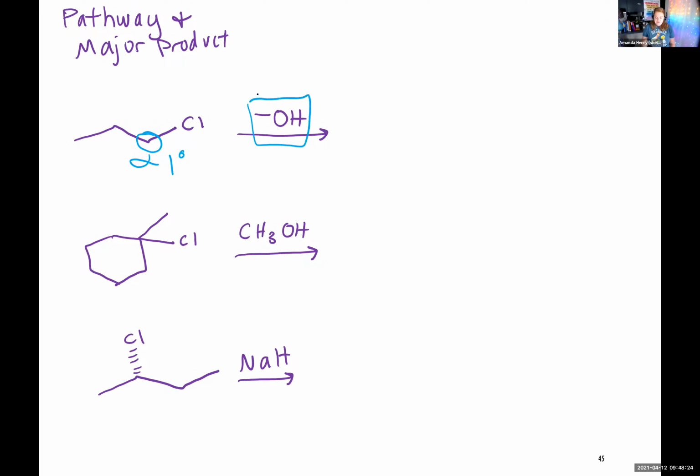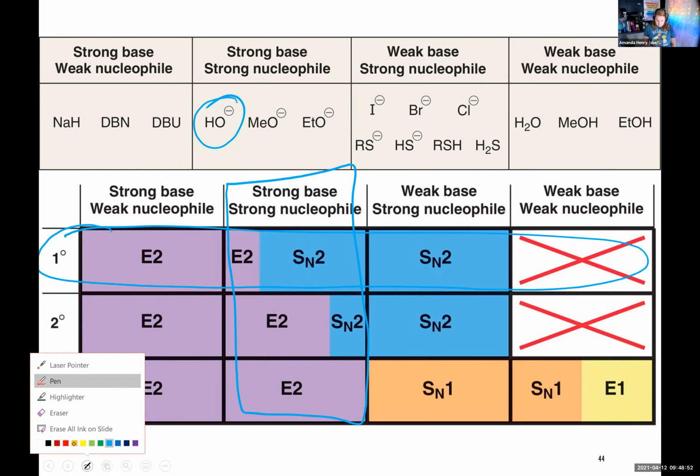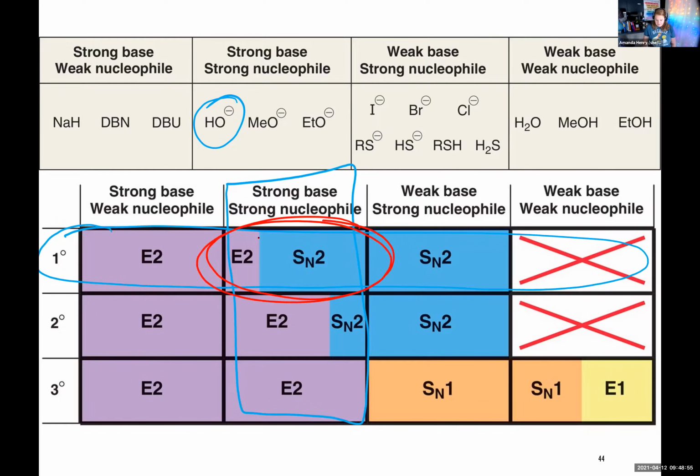We have a negatively charged oxygen. Okay. So negatively charged oxygen, that means we have a strong base. Well, let me rephrase that. We have something that can act as a strong base or a strong nucleophile. So we know that we're in this section. We know that we have a primary substrate. So we're in that section. So that puts us right here. So that tells me that my SN2 pathway will be the major pathway.